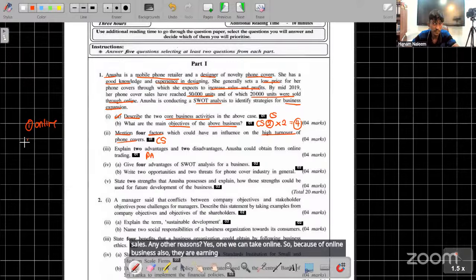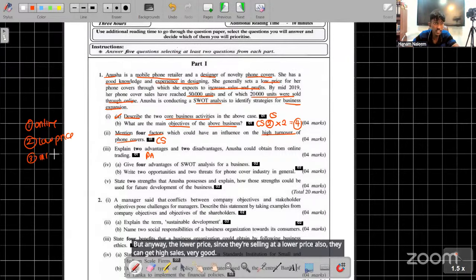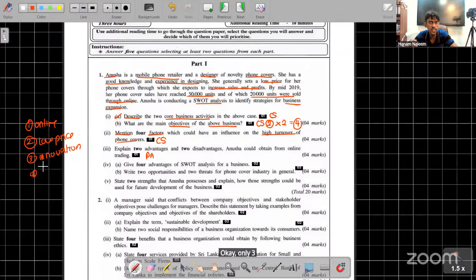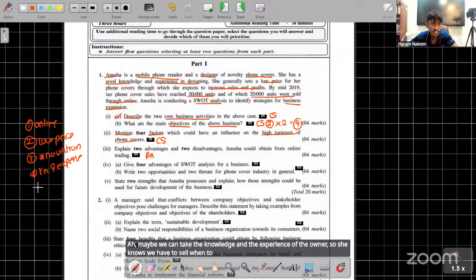What's the other reason? Very good, the low price. Since they are selling at a low price, they can get high sales. Another one is they are making innovations, innovated covers. Any other reason? I think only three are there. Any other reasons why they are earning a high turnover? Maybe we can take the knowledge and the experience of the owner. So she knows where to sell, when to sell, and all. Very good. Another one we can take is high demand. Okay, high demand.